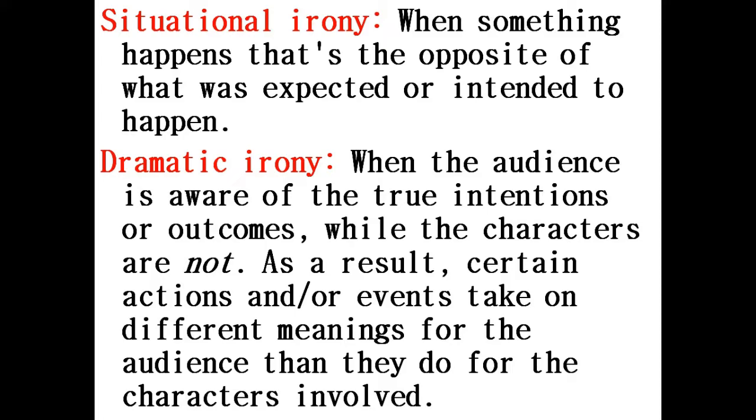The third type of irony is called dramatic irony. Dramatic irony means when the audience is aware of the true intentions or outcomes. Outcome means result, while the characters are not. As a result, certain actions and or events take on different meanings for the audience than they do for the characters involved. So it means the characters in the drama or in the movie do not know, while the audience knows. So that's called dramatic irony. We have examples for all these three types.